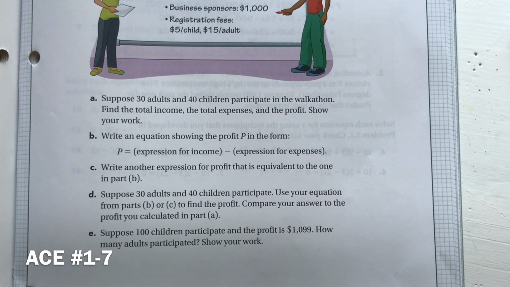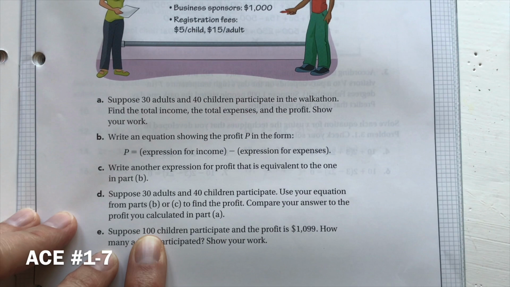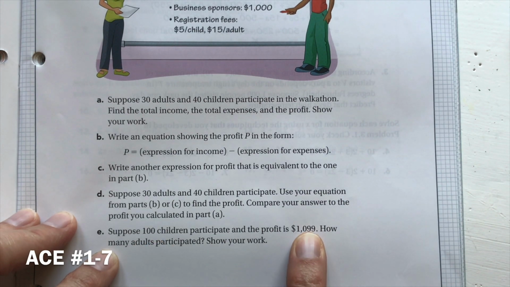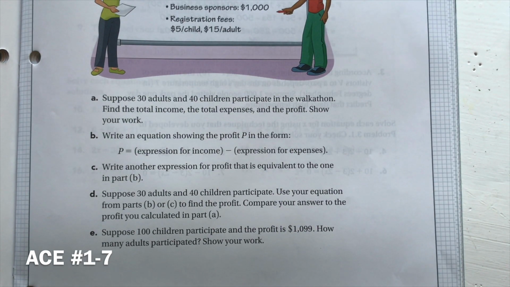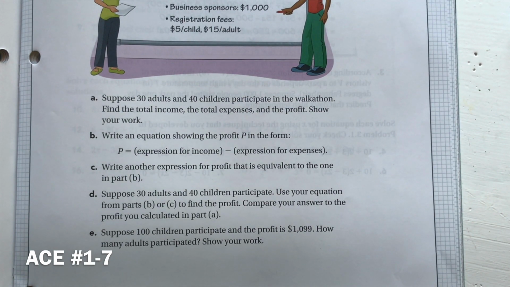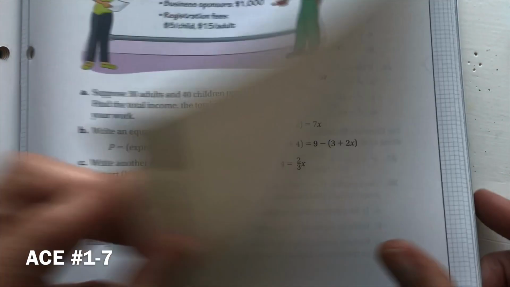E is where you actually put it to work though. They want you to suppose 100 children participate and the profit is $1,099. How many adults participated? Based on your equation, you're going to be putting 100 in for the children, $1,099 in for the profit, and doing the work of moving around to solve for the number of adults. So be sure you show your work in that process.